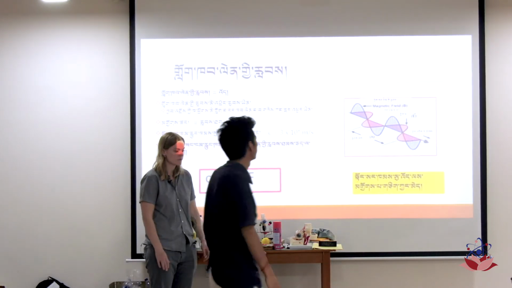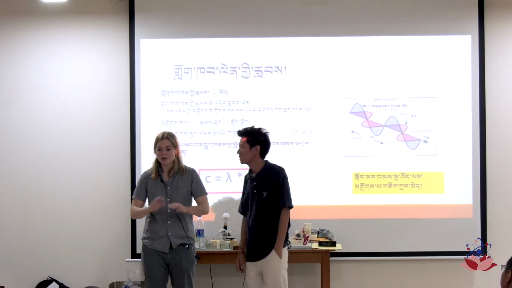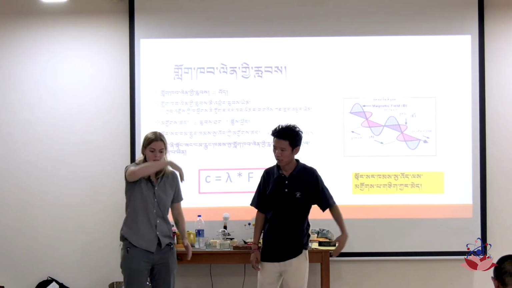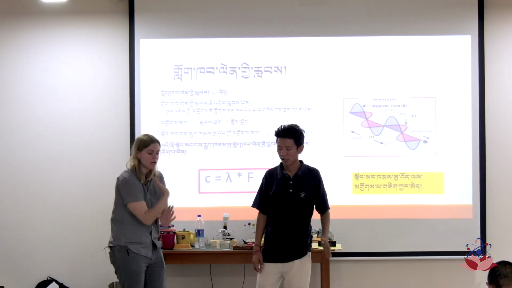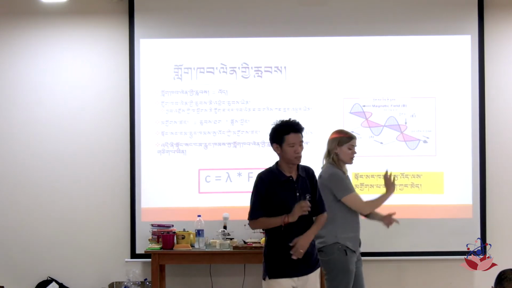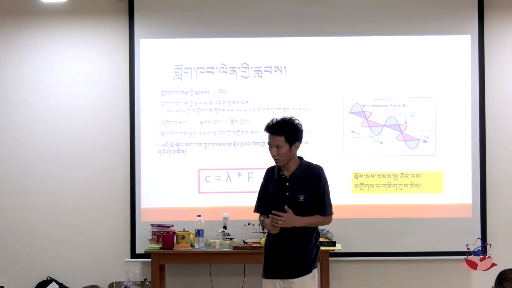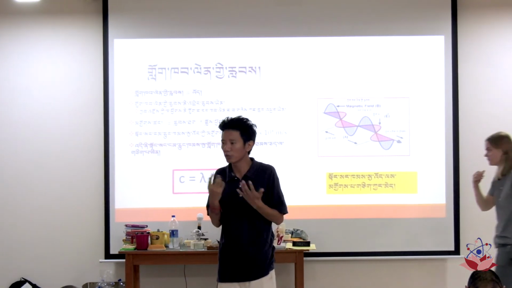The electromagnetic waves happen because you have an oscillating electric field and an oscillating magnetic field, and they propagate in a perpendicular direction to those oscillations. So they're transverse waves.